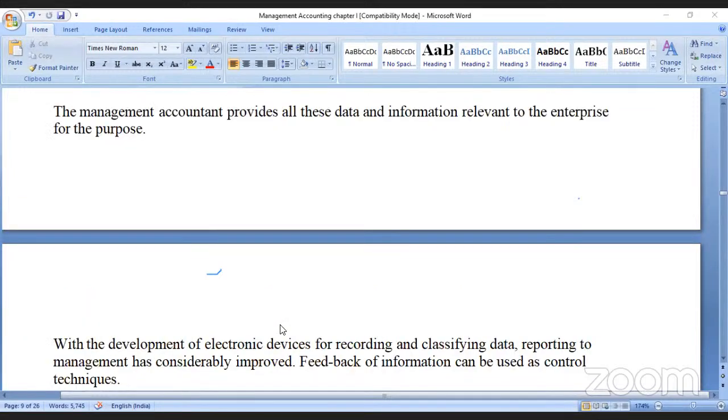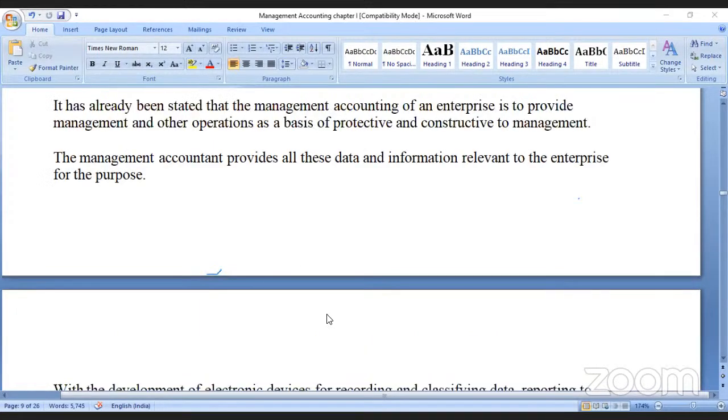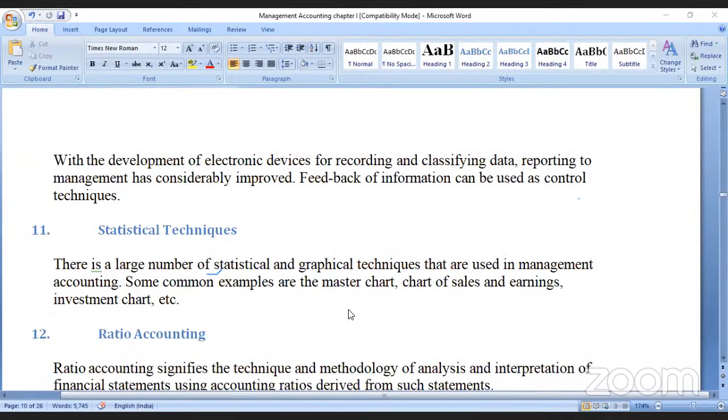So the management information system plays a very important role in helping management take appropriate decisions. It provides all kinds of data, financial and non-financial, end to end. We also use statistical techniques for this management data, for example master charts, sales and earnings investment charts. Nowadays most companies use various software for analyzing data. One very powerful one is Microsoft Power BI.